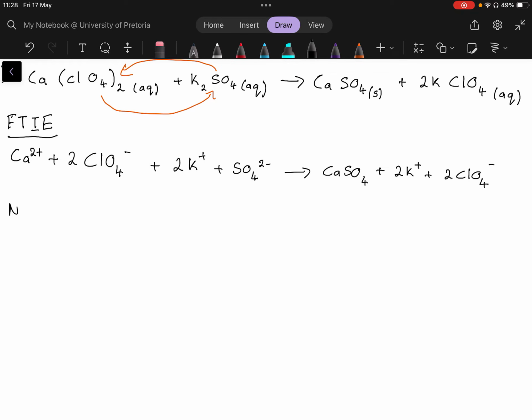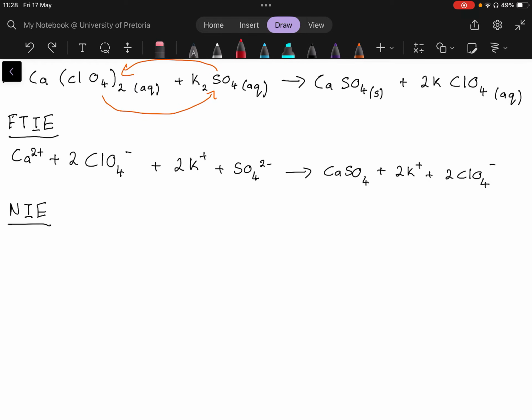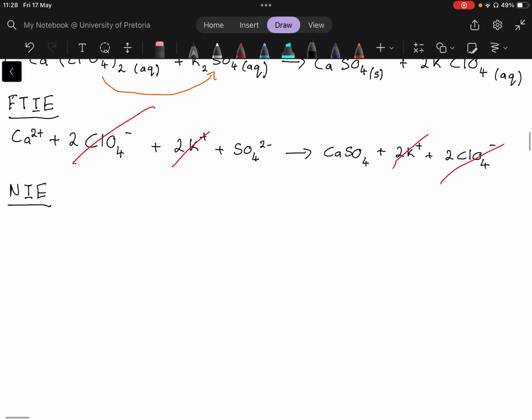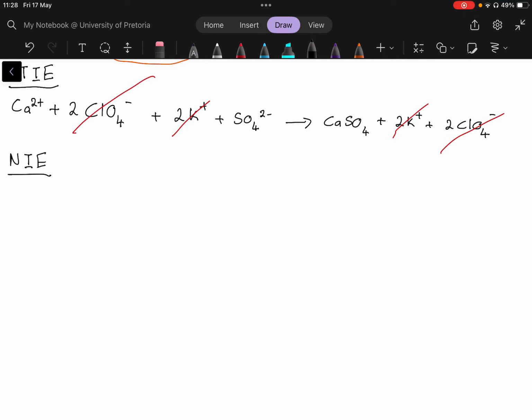So that means for our net ionic equation, we need to eliminate certain species. What is on the left-hand side and on the right-hand side? Let's go from left to right. Calcium, but there's no calcium 2+ on the right-hand side. Perchlorate, there is perchlorate, and there's 2 on both sides, so that completely cancels. Potassium, yes, there's potassium left and right, 2 on each side, so we cancel that. And the sulfate, there's no sulfate on the right.